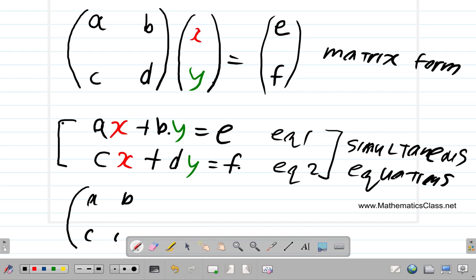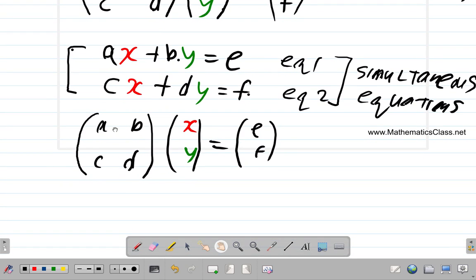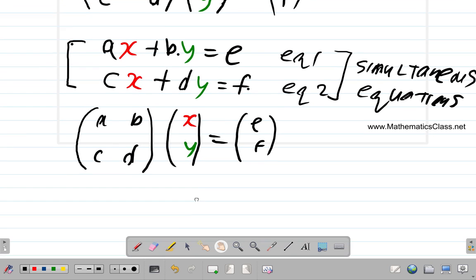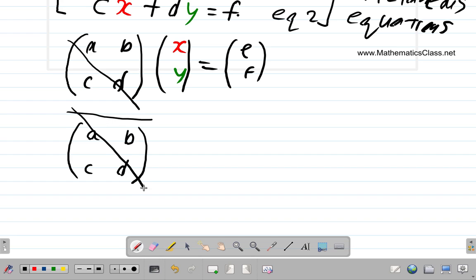So you have A, B, C, D times X, Y equals E, F. So, you know A, B, C, and D, E, and F, but you don't know X and Y. So you need to find out what this matrix is. So what you do, if you divide both sides by this matrix, remember you can't divide by a matrix directly, but we're doing that here just to explain the principle. If you divide this side by A, B, C, D, it cancels itself. You see that? That's on the left hand side. But you divide the right hand side also by A, B, C, D.